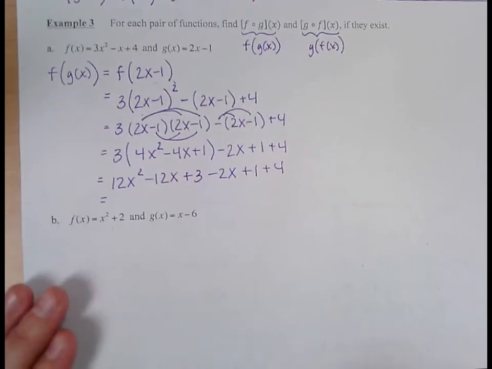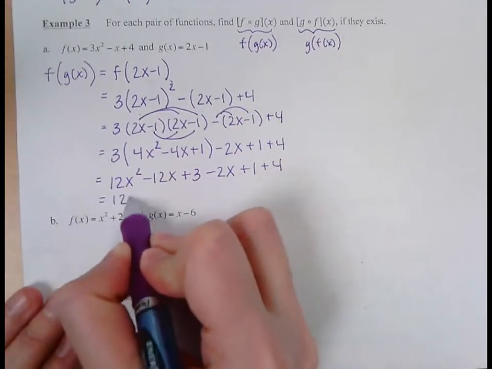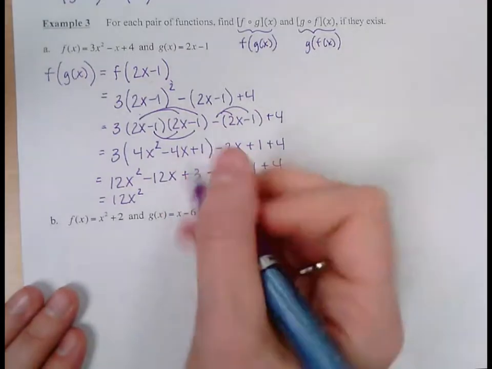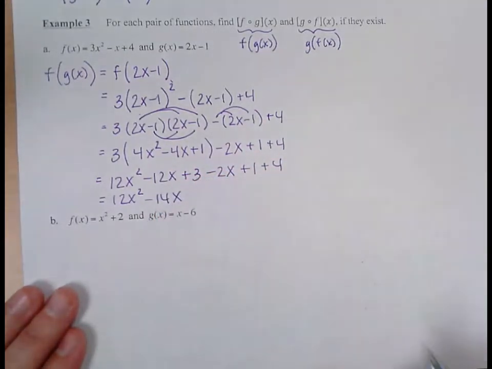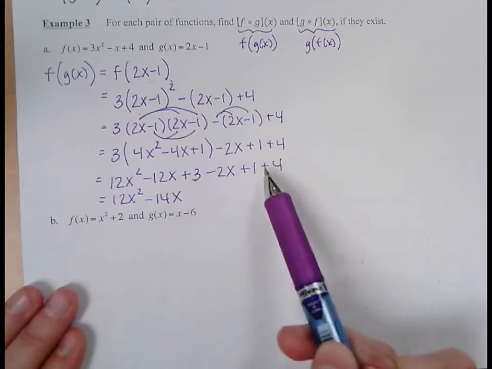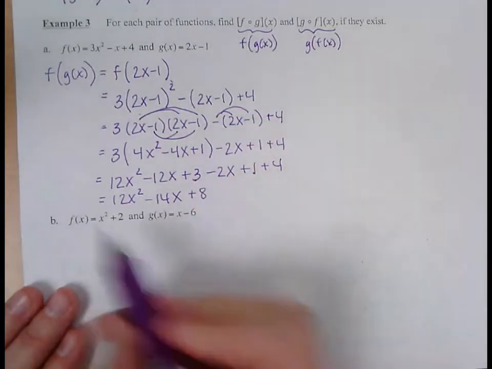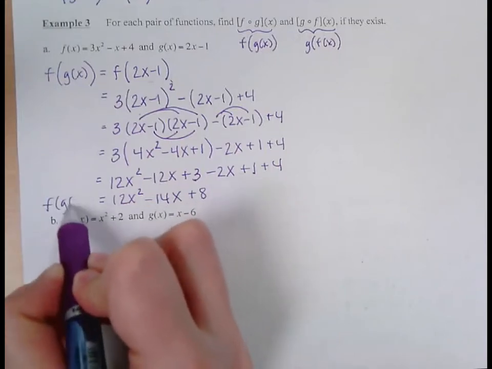So now when I combine like terms, I end with 12x squared. I have minus 12x minus 2x, so minus 14x. And then positive 3 plus 1 plus 4 is a plus 8. And that is f of g of x.